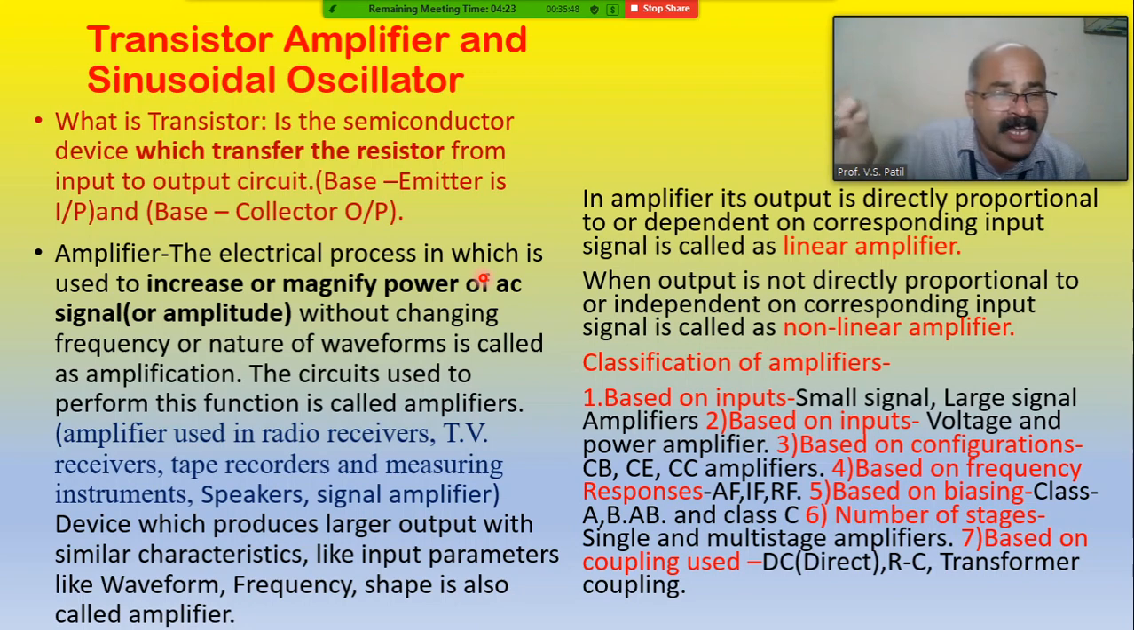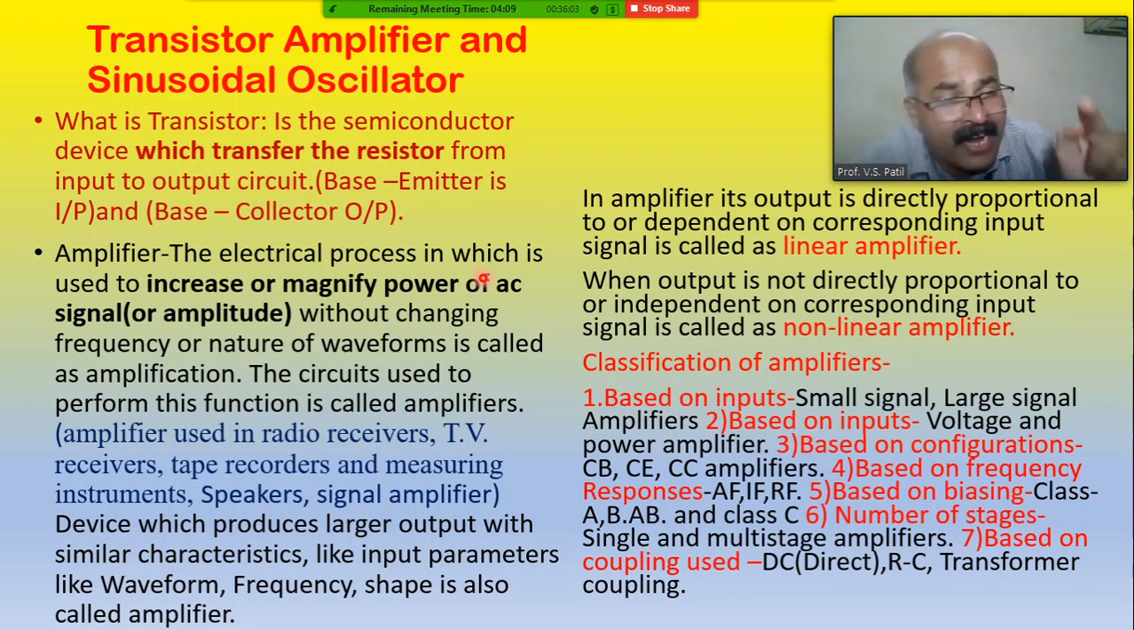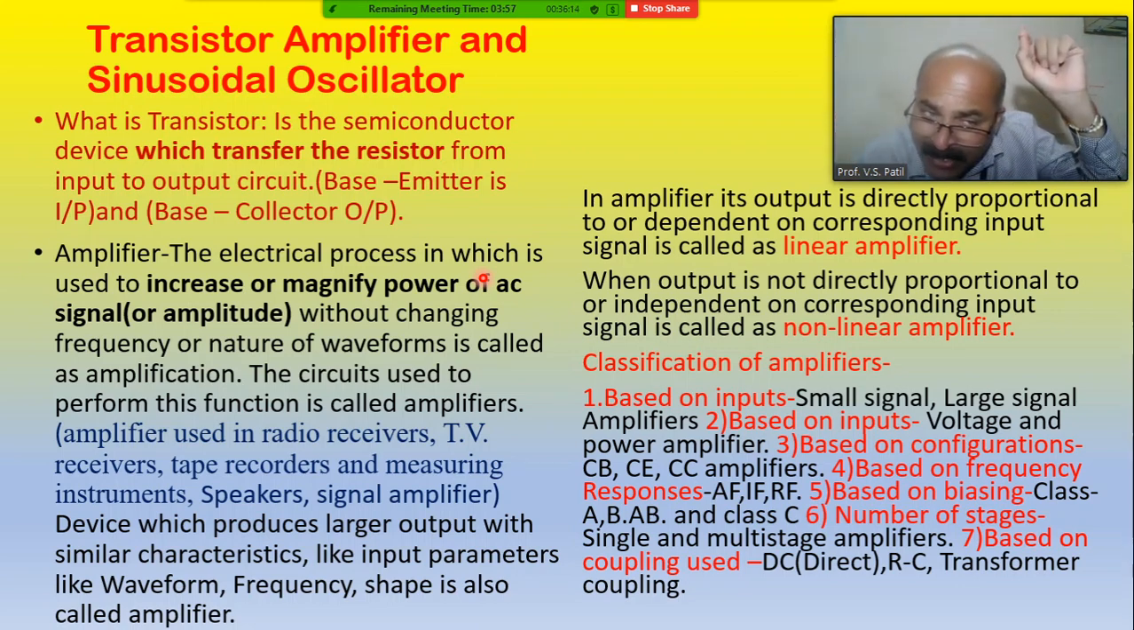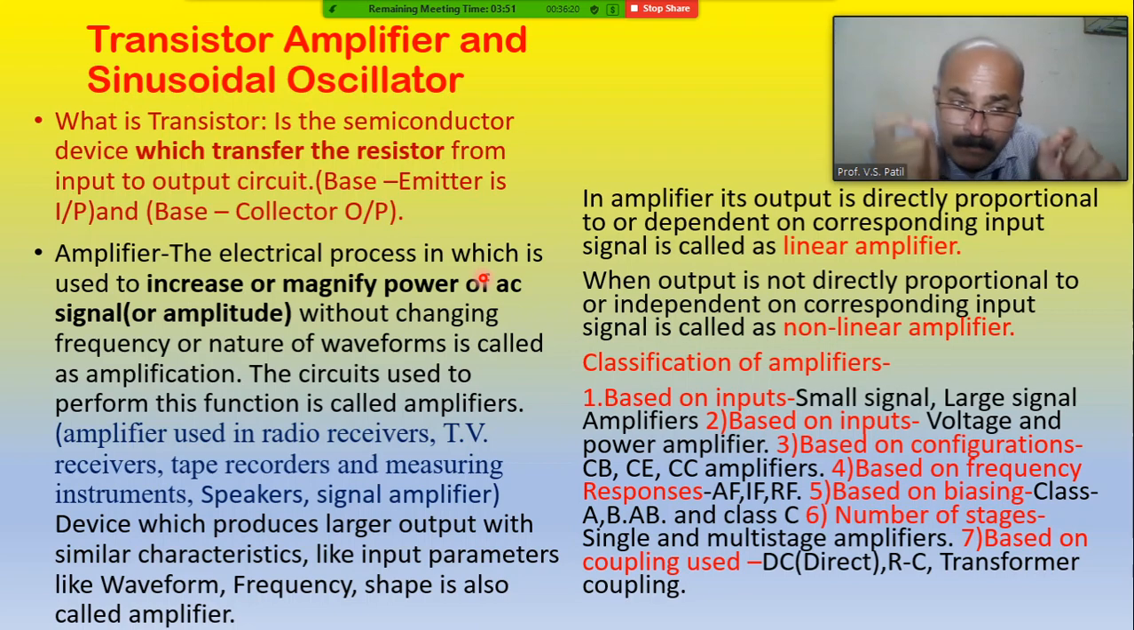The process of the amplification in which only amplitude is to be magnified, only amplitude is to be increased without changing other parameters like the frequency and waveform, that process is known as amplification. And the circuit which makes the faithful process of amplification, faithful means only the amplitude can change, it does not change the waveform and frequency. That process of amplification is known as faithful amplification, and the circuit which can make the faithful amplification is known as an amplifier.